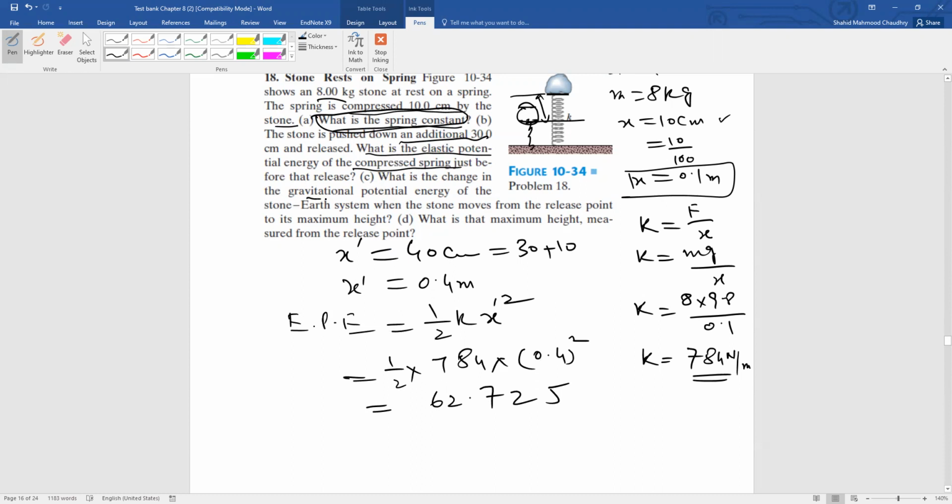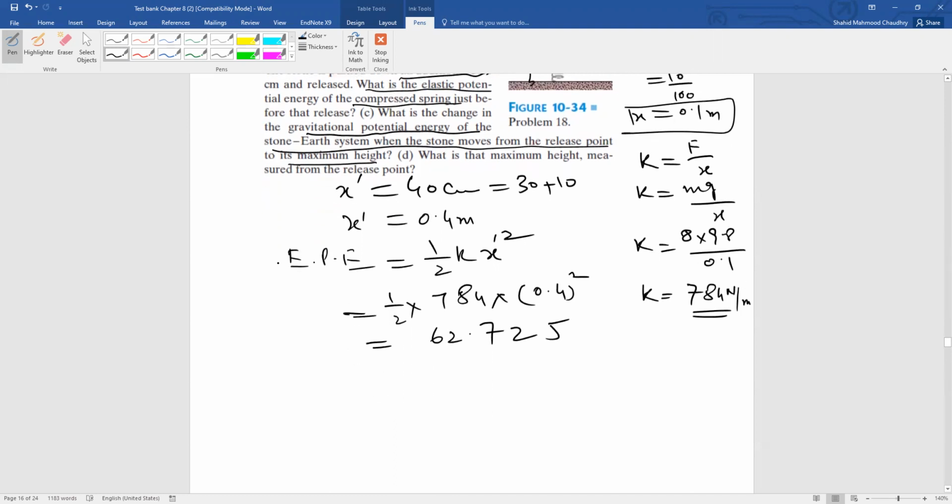What is the change in the gravitational potential energy of the stone-earth system when the stone moves from the release point to its maximum height? So the change in potential energy will be the same as this elastic potential energy. So we should write here 62.72. This is the same one.